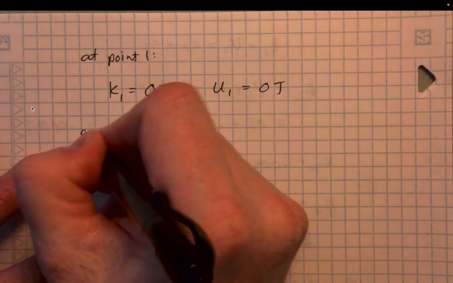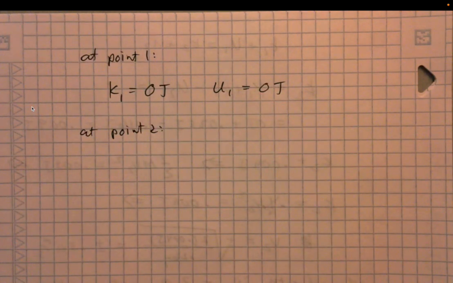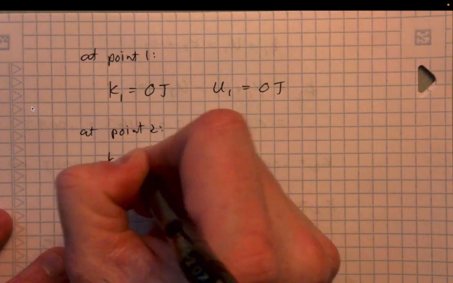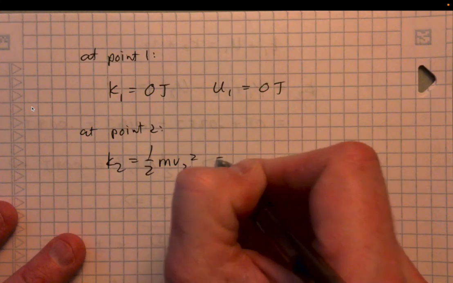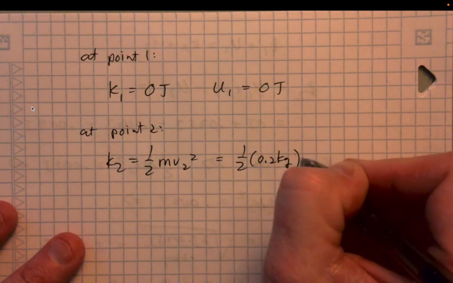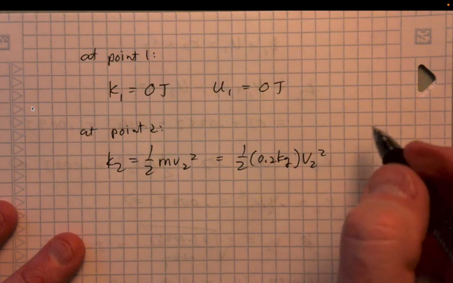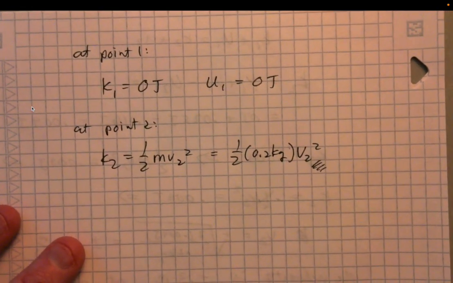Now what about point 2? Just in terms of the spring's kinetic and potential energy. We'll think about the external force separately. That's work other, right? But K2 is equal to 1/2 m v2 squared, which is 1/2 times 0.2 kilograms times v2 squared. And again, this is what we're looking for. So we're going to be solving for that.